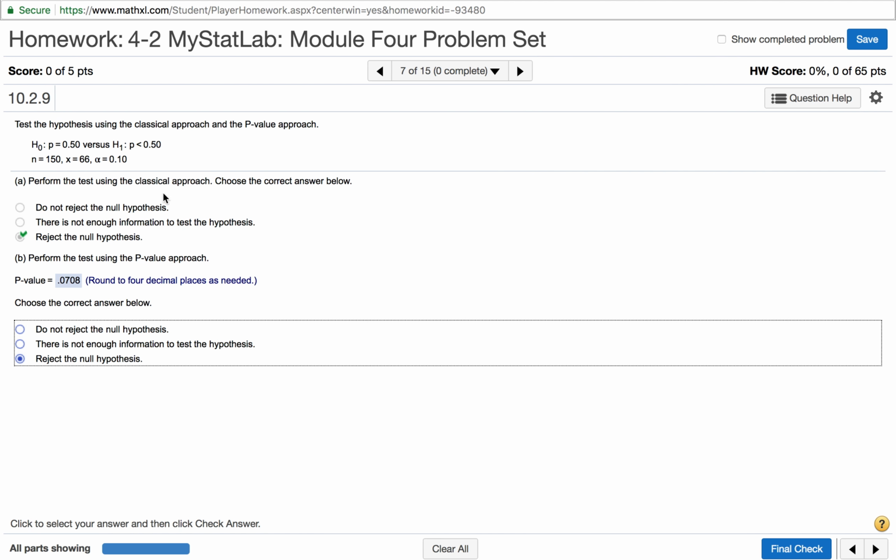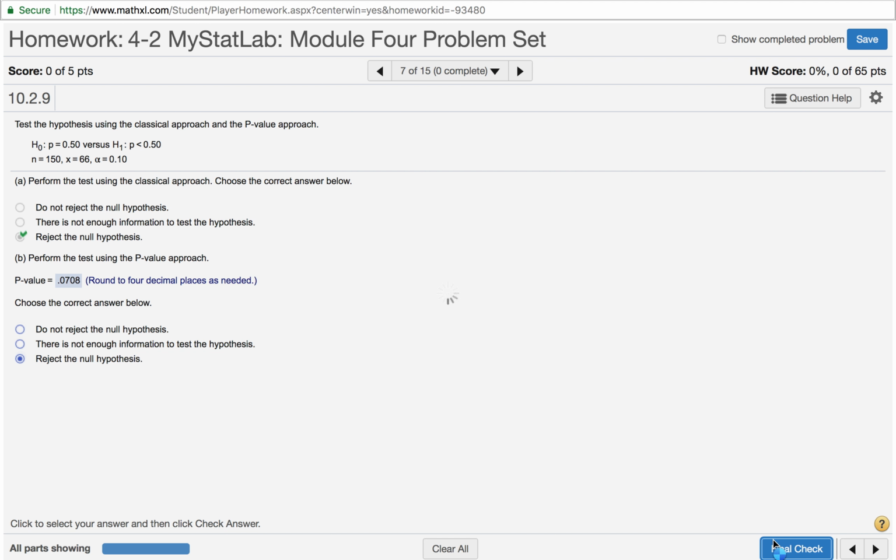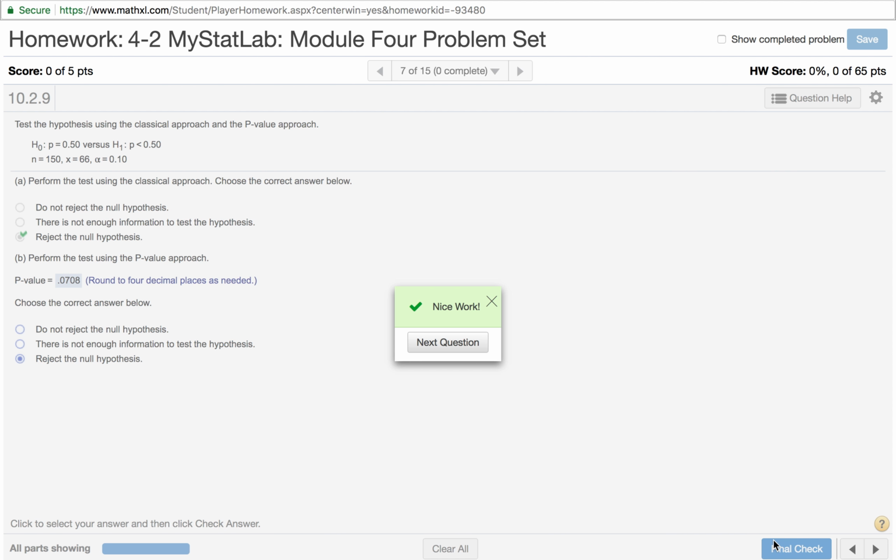Now they're trying to get you to compare these two approaches. There are times where using the classical approach you'll reject, whereas using the p-value approach you won't, and vice versa. But in this case, we get the exact same result both ways. So again, if this symbol does change, you may have to change how you get your value that will determine your rejection region. If you have any trouble doing that, just let me know.